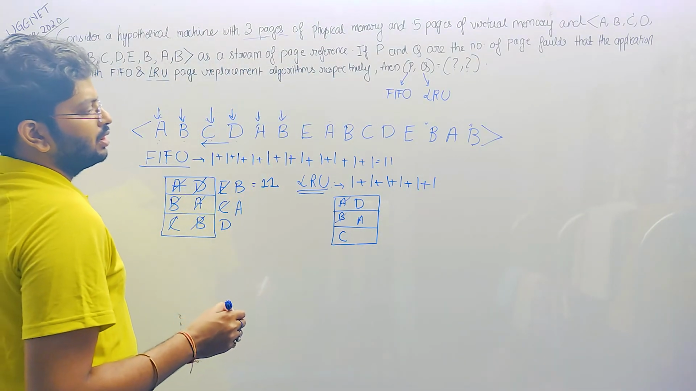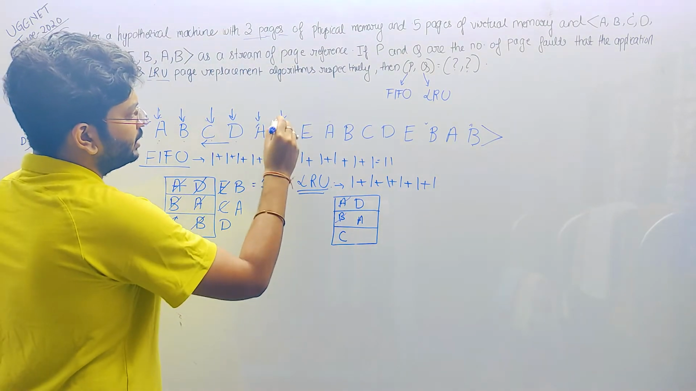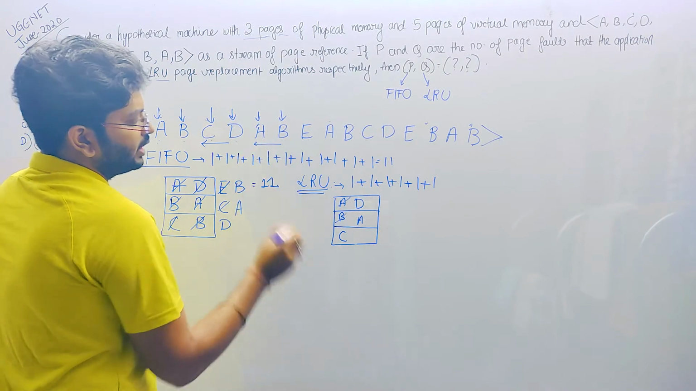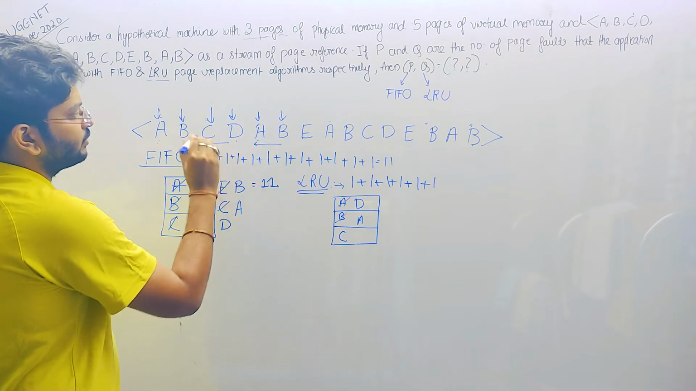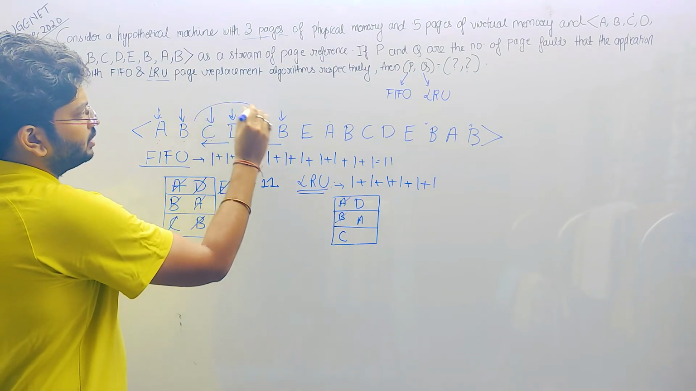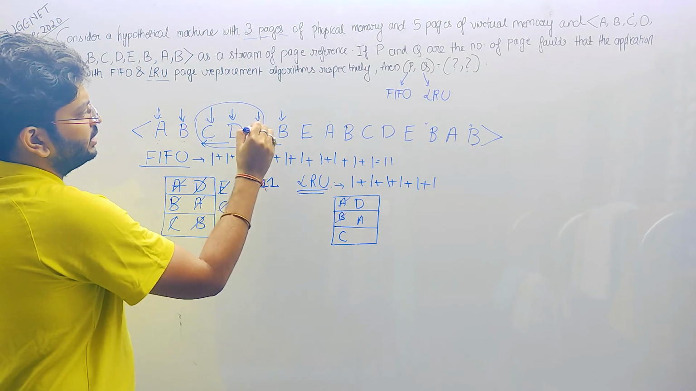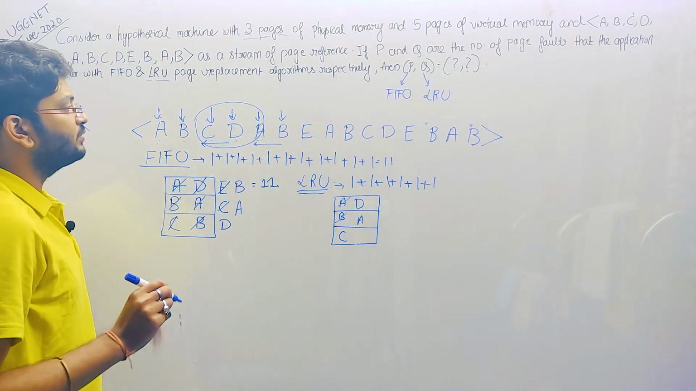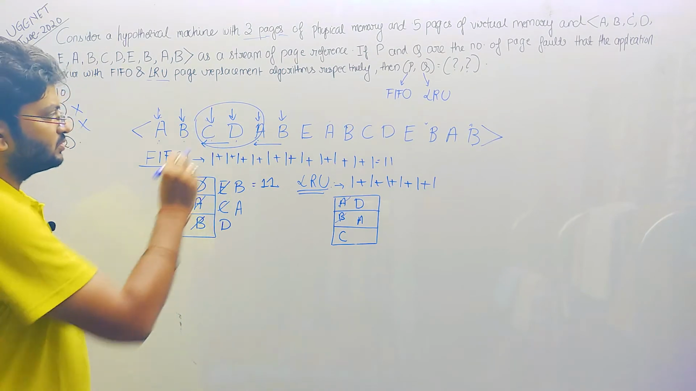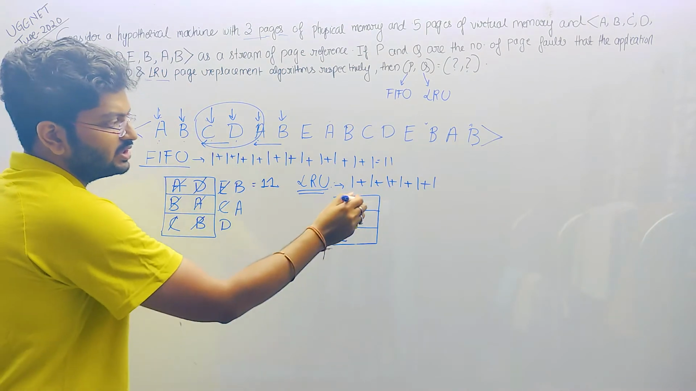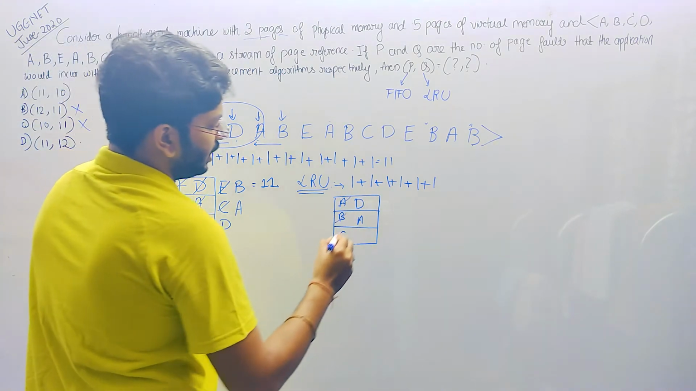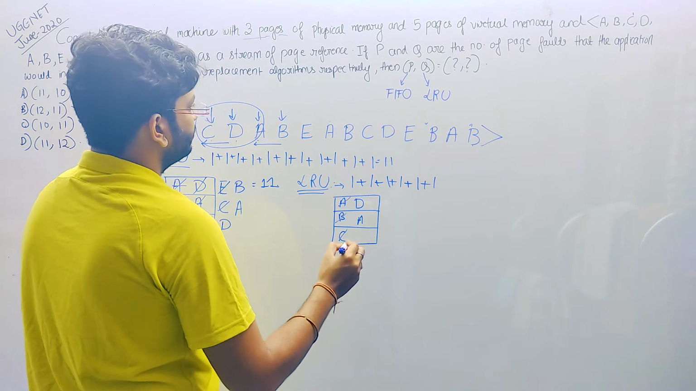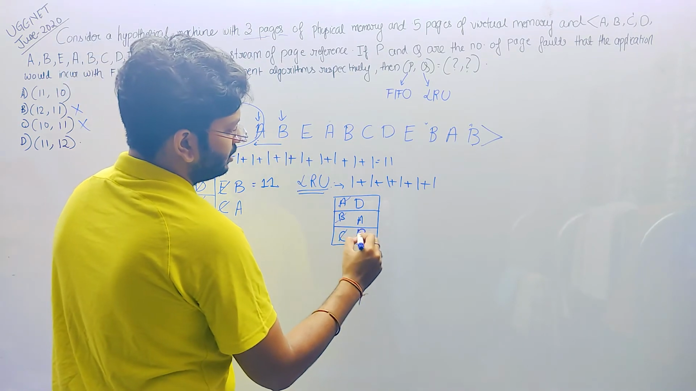Now where should I place B? I'll be looking to the past. Entries in the table are D, A and C. From these three, which one is the farthest? C is the farthest from these three. So I have to strike out C, and in C's place I have to place B.